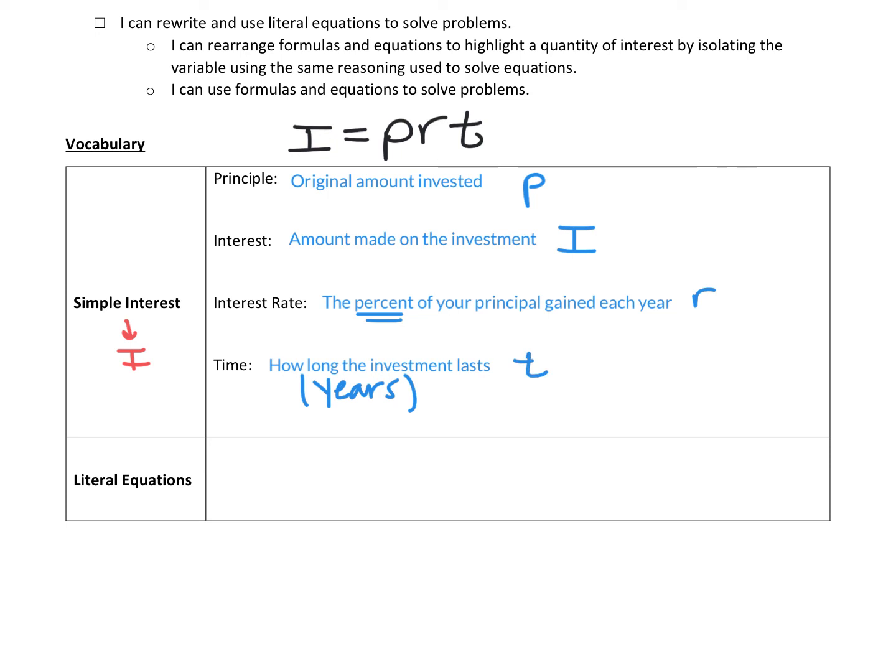All right, so this lesson has to do with literal equations, so let's make sure we know what those are. A literal equation is a formula using letters to represent real world amounts. So our simple interest formula, I equals PRT, that's an example of a literal equation. And we'll probably see a couple more in our lesson here. All right, let's get started with our first example in our next video.